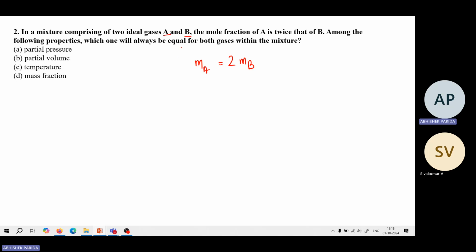And the same goes for the volume, and both of these are derived from Avogadro's law and Dalton's law. Mass fraction is anyways related to the moles, so this cannot be the right answer. The correct answer is temperature. Temperature will be the same if the gases are in a mixture, and if they are separated as individual gases, the temperature stays the same.